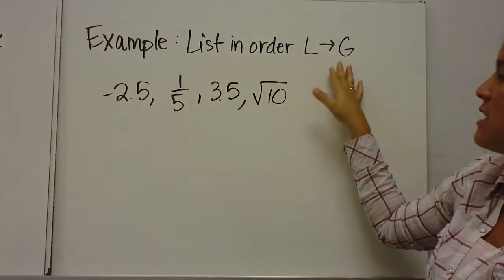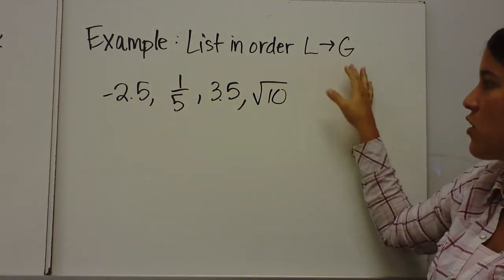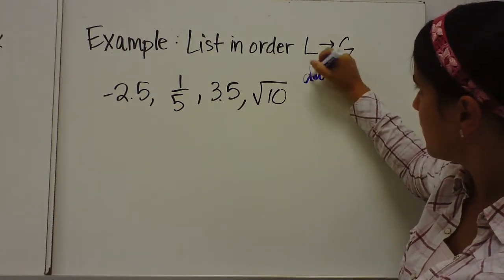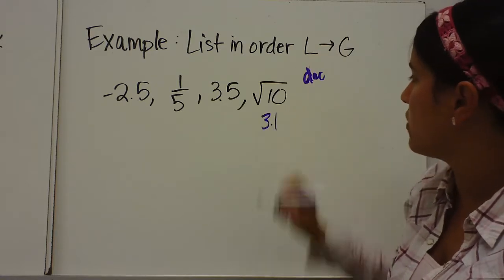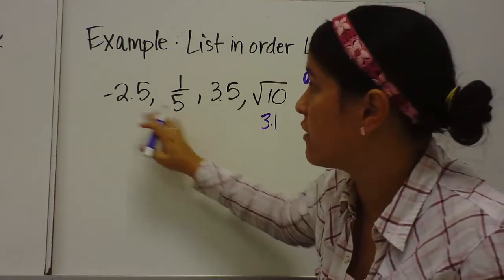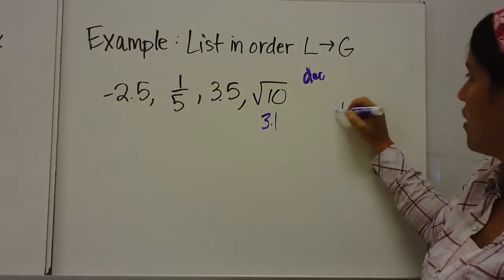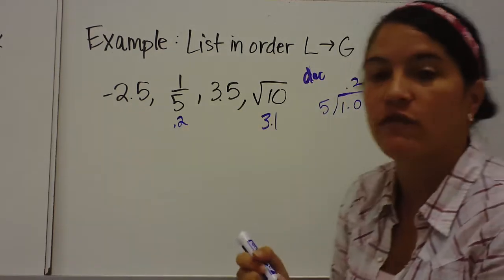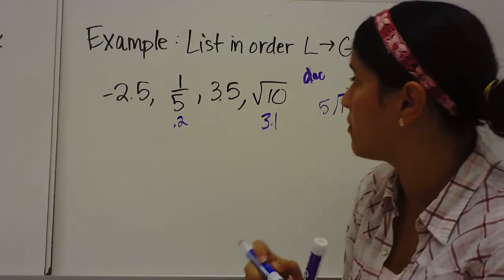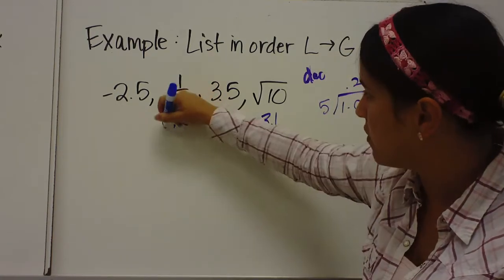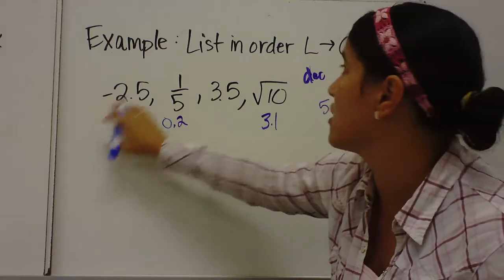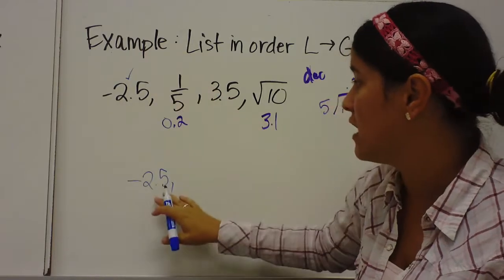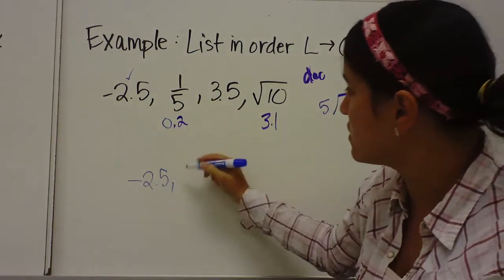Alright, so example, list them in order from least to greatest. Least to greatest. These are all different forms, so we need to change them to decimals. And we know that this one is about 3.1. And 1/5. If you forgot, then you're going to do 5 into 1, which is going to be 0.2. So first we look at the whole numbers. So whole numbers, we have a negative, we have a 0, 3, and 3. So we know our negative is going to be the least. So -2.5. That's the least because it's negative. Now we've got 0, 3, and 3. So we know this one's going to go next.